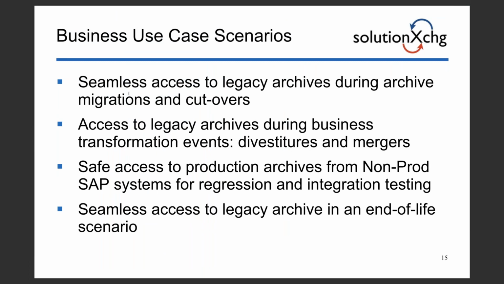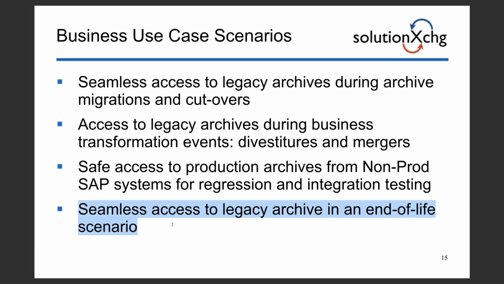Now, again, what are the business scenarios? We have a seamless integration to legacy archive for migrations and cutovers, just as we advertised earlier on. Zero business impact to the end users. We can provide access with that tool to legacy archives during business transformation events like divestitures and mergers, for example, where you have multiple archives, or you want to give the departing company unit access to the mother company's archive solution. Here you could use the ACC to provide secured but read-only access to a legacy archive. We can provide safe access to production archives from non-prod systems for regression and integration testing, what I just mentioned, as well as seamless access to legacy archive in an end-of-life scenario.